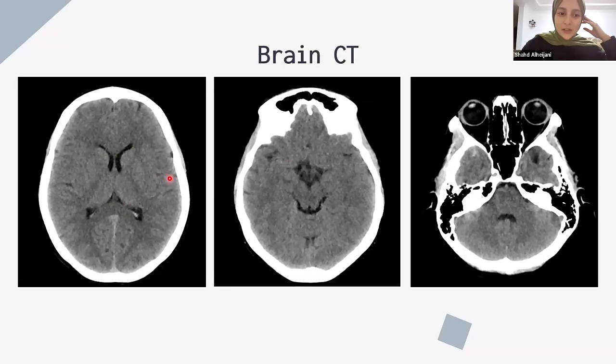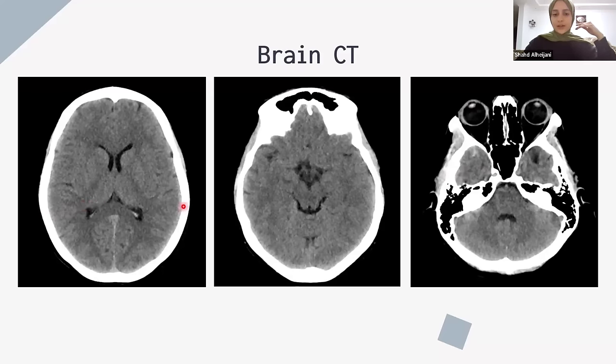And now what are those lines you see? Exactly. You have the gyri and the sulci. So these are all brain CTs, but taken at different sections. Here you can see the eyes, the nose. So this is taken at a different section than this, for example, where you can see the brain.